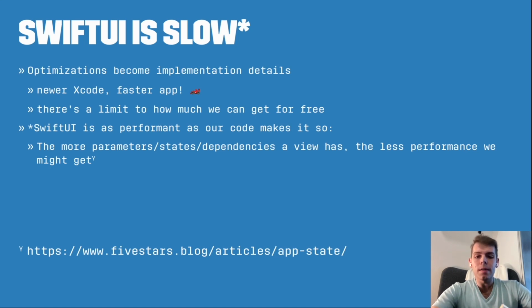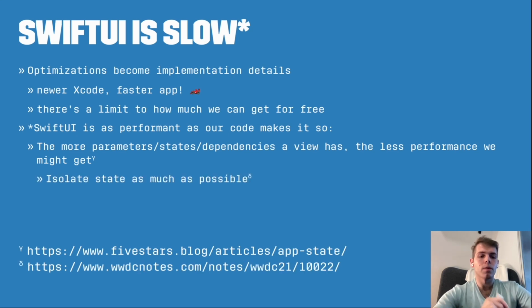So instead of doing this, I would like to share with you some tips. The first tip is to isolate state as much as possible. Thanks to this, every view will only observe the state that they are really interested in, and so SwiftUI doesn't need to recompute over and over the bodies of all other views just because a state has changed.